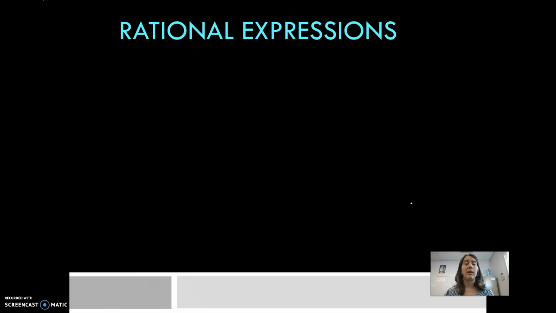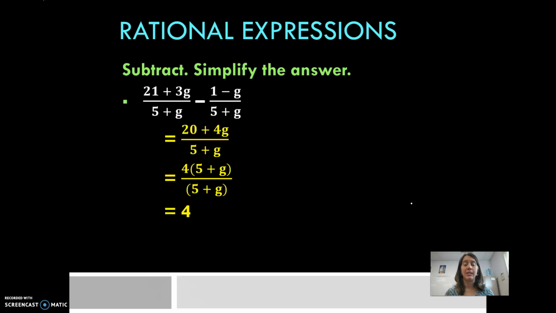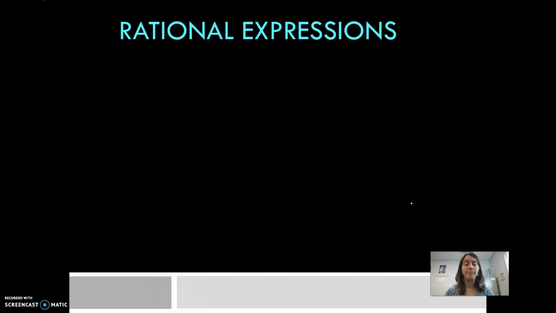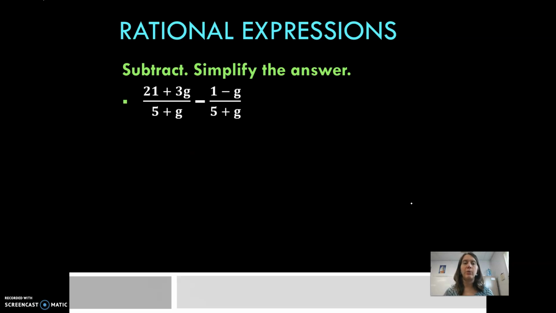The next one I want to look at with you is an example where we are going to be subtracting. Now, when we go to subtract, we do need to be very careful about how we put our fractions together, because we have to be able to subtract everything that we have inside of that second fraction. And so here's our original question. What we're going to be subtracting is 21 plus 3g over 5 plus g minus 1 minus g over 5 plus g.